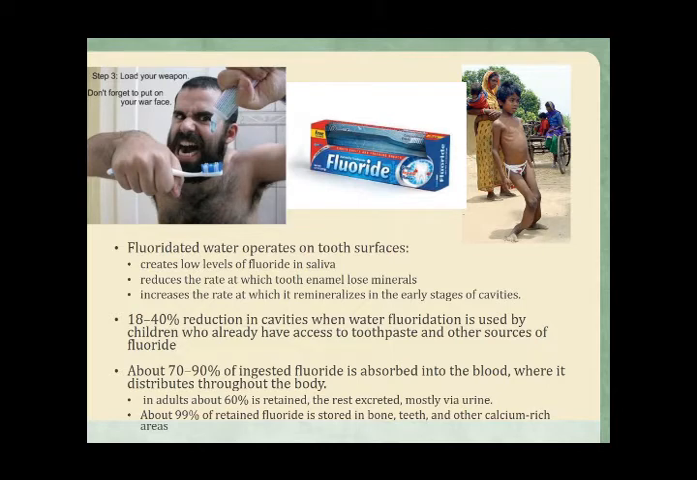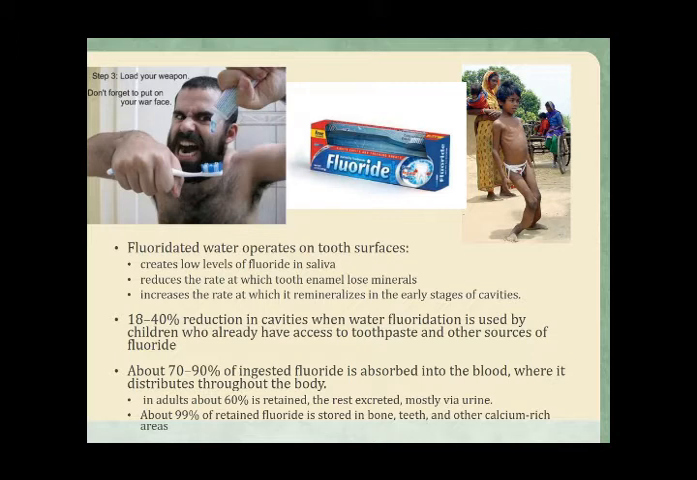Okay, so fluoride in water will operate on 2 surfaces. It will make the teeth much more alkaline, which is not good for acidic bacteria. You reduce the rate at which tooth enamel loses minerals, and increase the rate at which it remineralizes at the early stage of cavities. So there is an 18 to 40% reduction in cavities when water fluoridation is used.